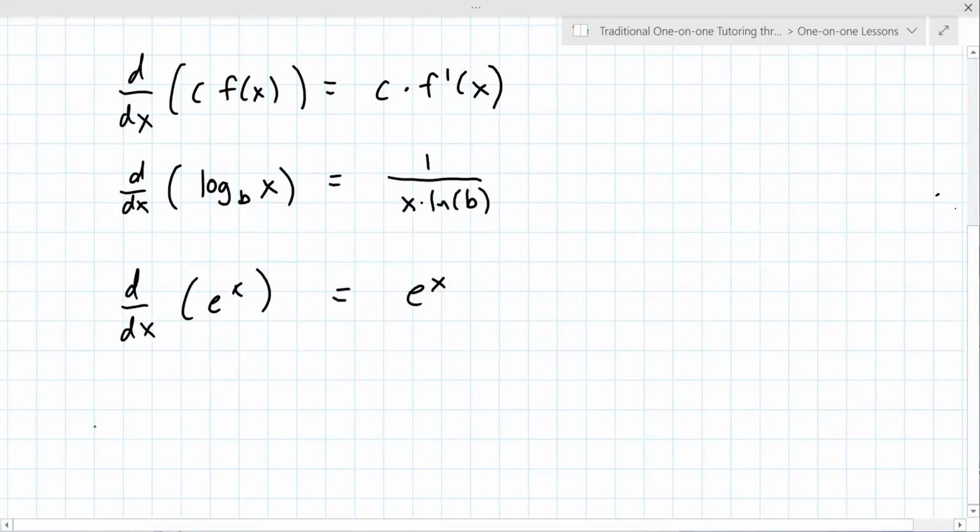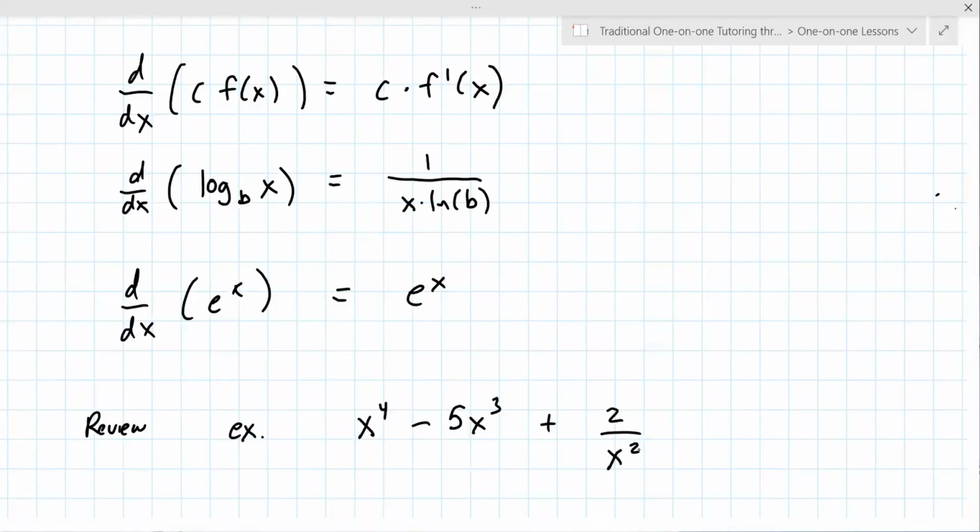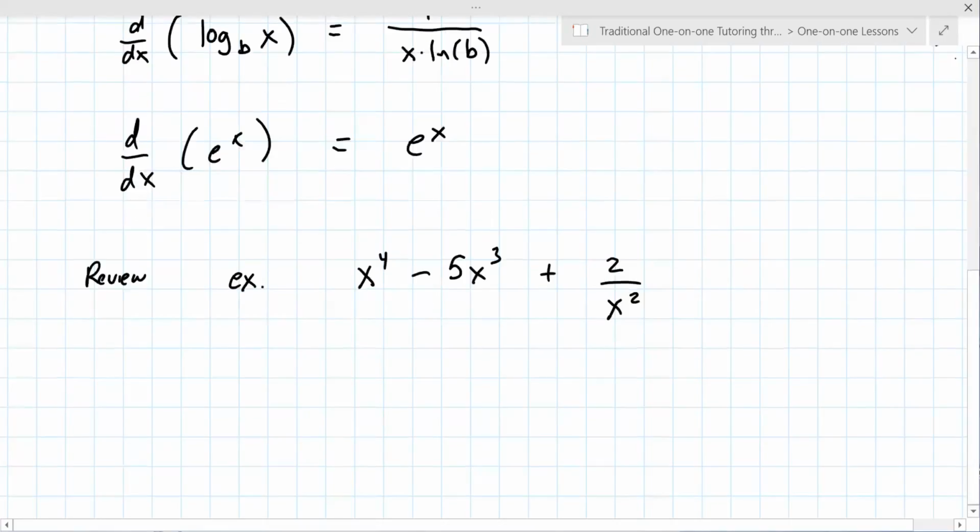All right, so just as a review, we'll do a few examples here. So example number 1 is x to the 4th minus 5x cubed plus 2 over x squared. It's going to be 4x to the 3rd.